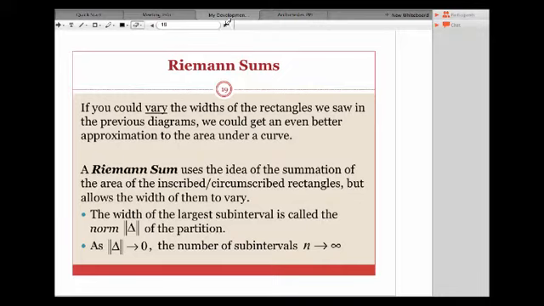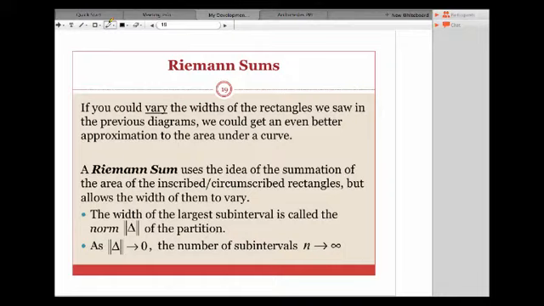That's how you say that word. Riemann, that is a guy. Okay, we'll be talking about him soon too. But that's how you say Riemann. So it's a Riemann sum that really uses this idea of the summation of the area of rectangles, but it allows the width to vary.